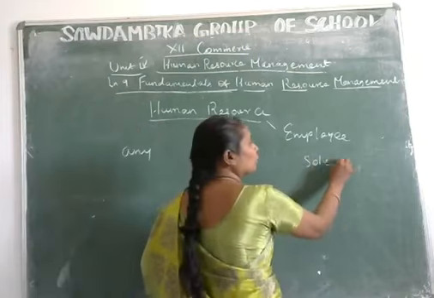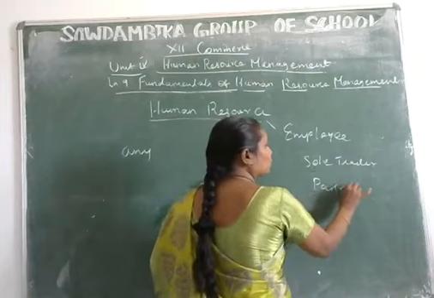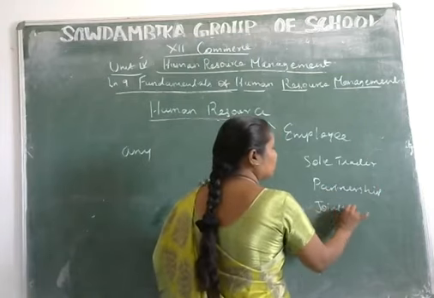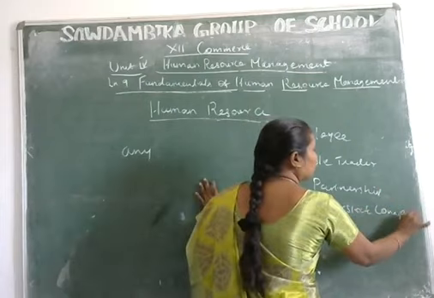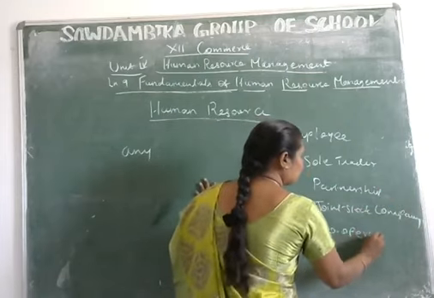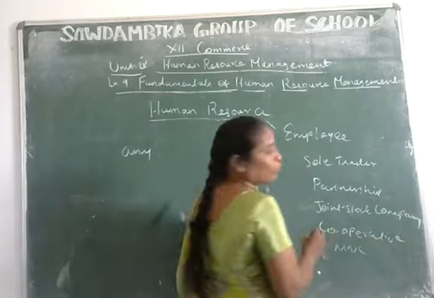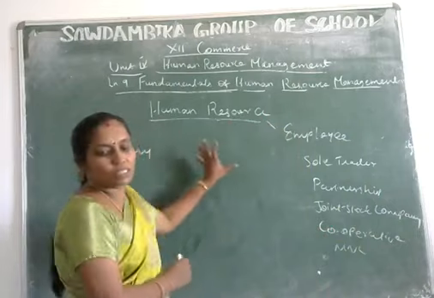Sole trader, partnership, joint stock company, MNC, and some other government institutions are also types of business organizations.